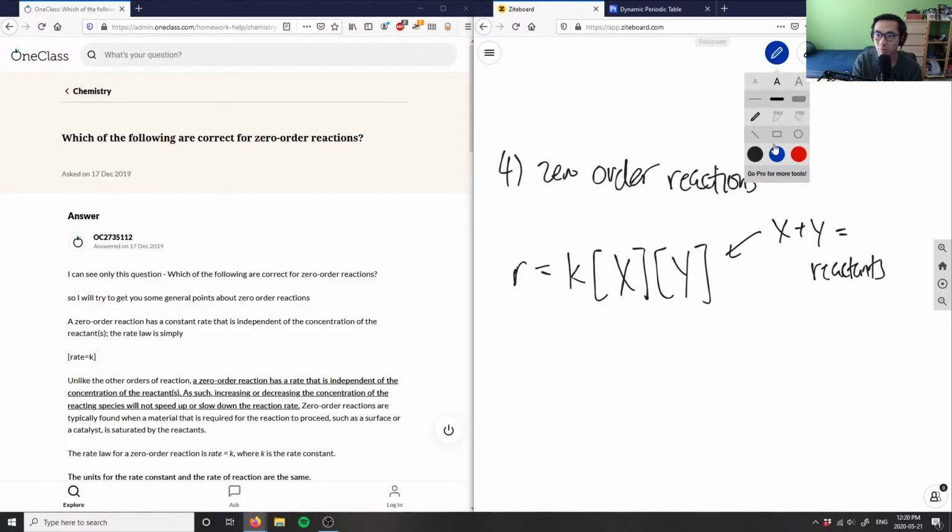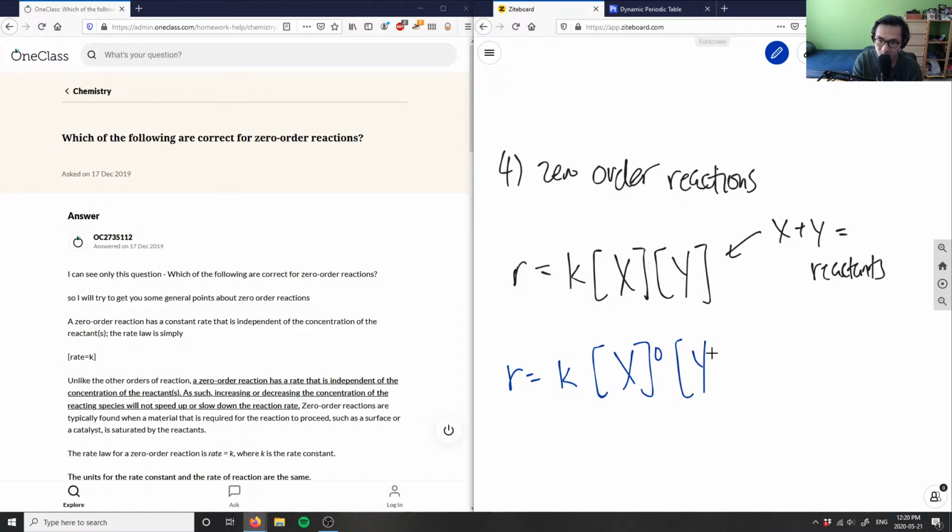And in a zero order reaction, our R is simply equal to k because it is independent of the concentrations here. The exponents here are simply 0. So if you take anything to the power of 0, it's simply 1, right? So you get k times 1 times 1, which is simply equal to k here. So it's independent of the concentration. It does not rely on the concentrations of my reactants for the rate to progress. So the rate simply equals k. So this solution here is correct.